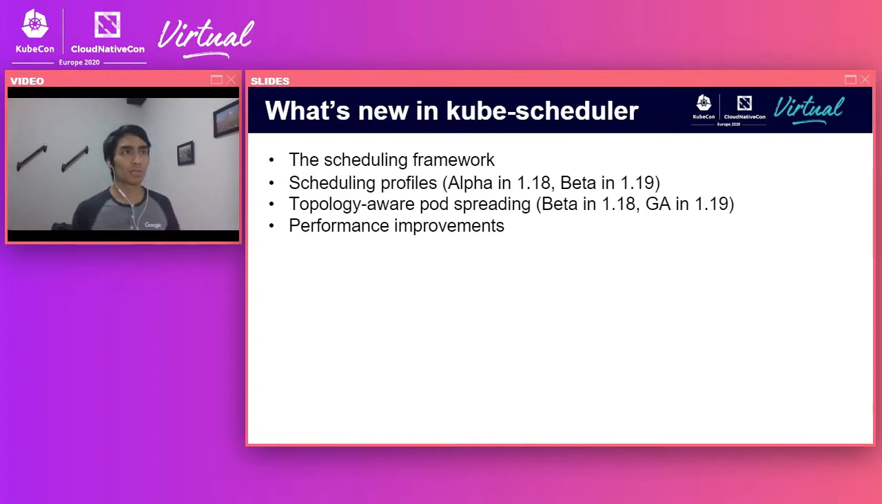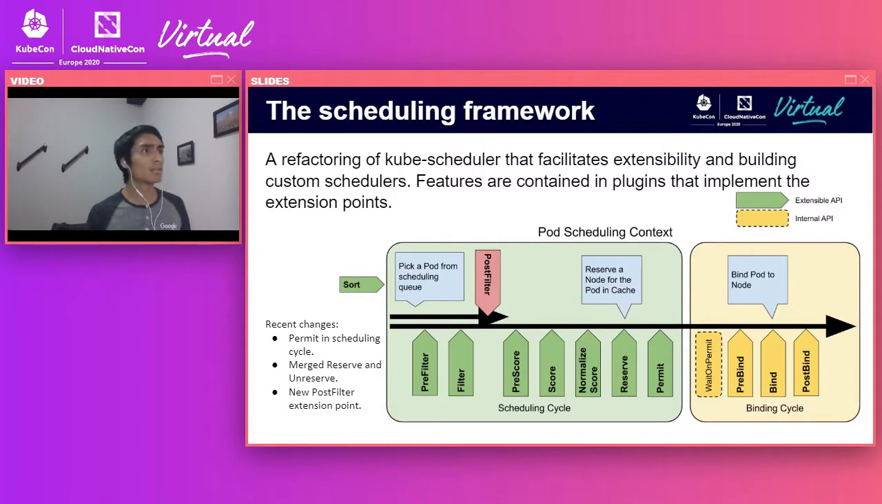These are the features we want to highlight for Kube-Scheduler. We're going to jump right in. The first of them is the scheduling framework. This is mostly refactoring. For us as core developers, it facilitates extensibility and also collaboration. But for other developers, it can facilitate creating their own custom schedulers.